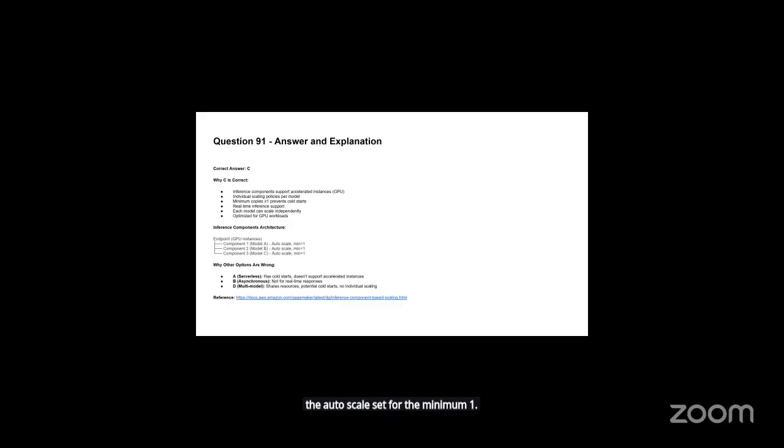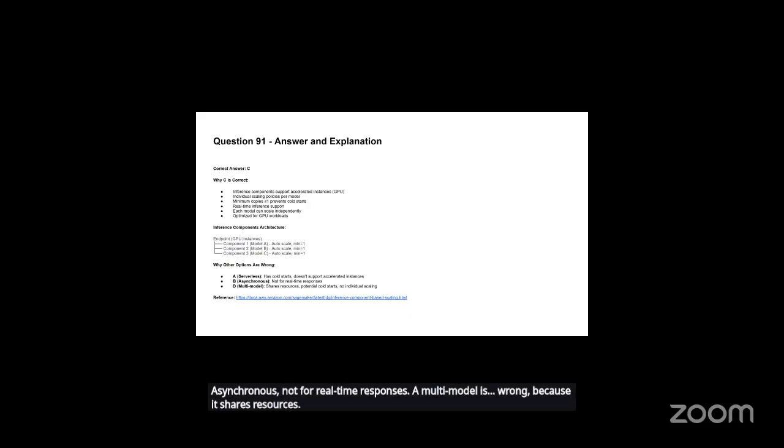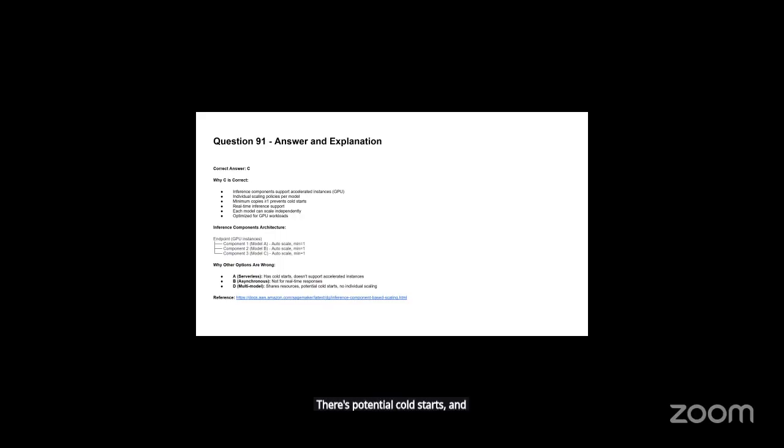Why are the other answers wrong? Serverless has cold starts. It doesn't support accelerated instances. Asynchronous is not for real-time responses. And multi-model is wrong because it shares resources. There's potential for cold starts, and there's no individual scaling.